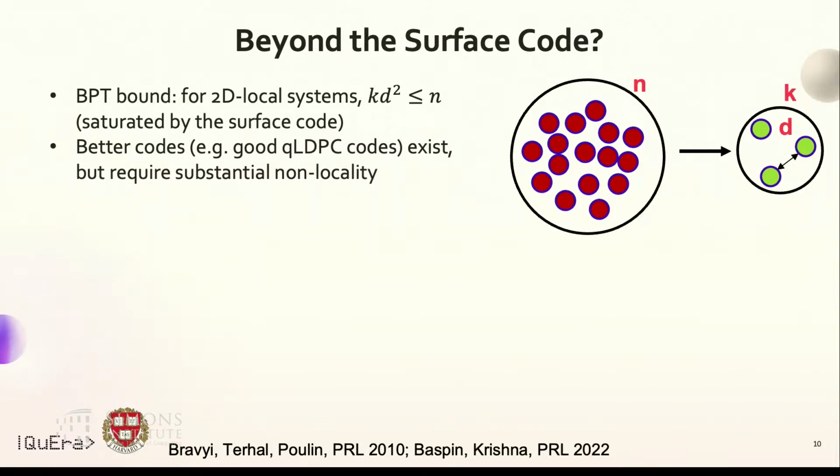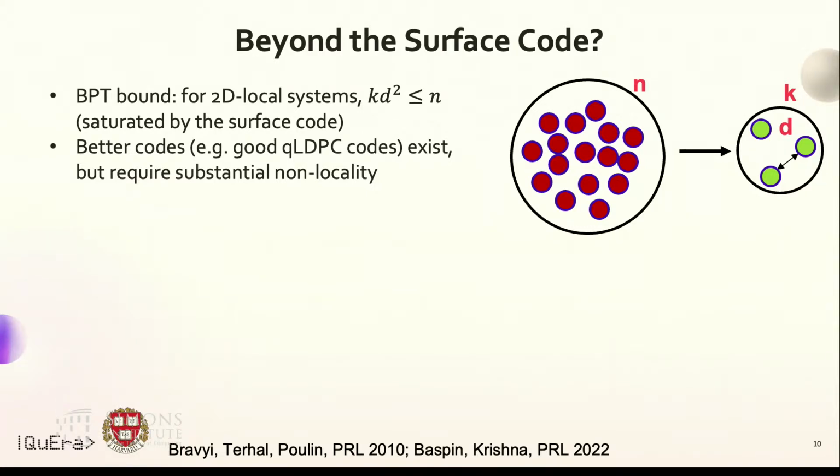But of course, there's been a lot of amazing work about how you can actually have better codes, even these so-called good quantum LDPC codes, with much better parameters, where instead of being constrained by this, you can have both the number of encoded qubits and the distance scaling linearly with the system size.